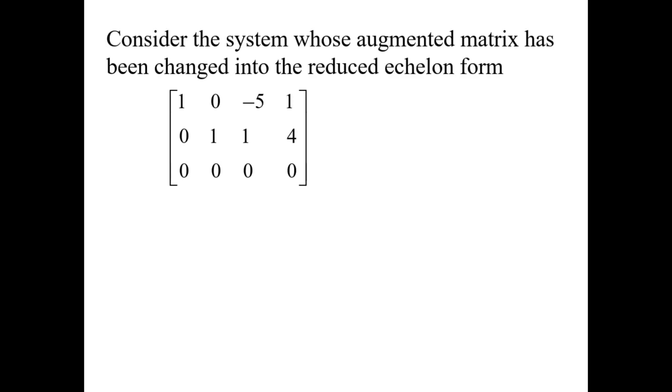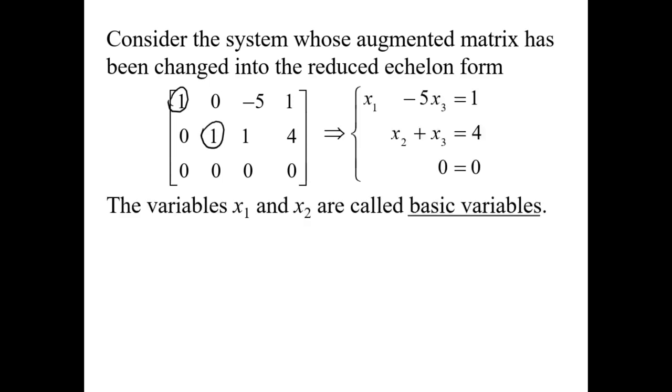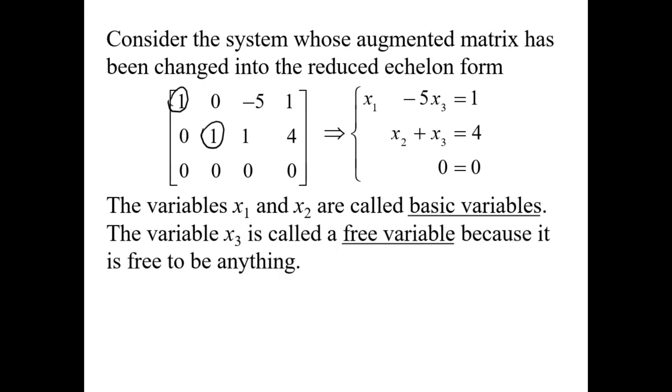Here's our reduced echelon, right? We got pivots in these two positions, zeros above and below. Notice that in this case, if we put x's back into the problem, we get x1, x2, x3 there. We're going to say that x1 and x2 are basic variables, and we're going to say that x3 is a free variable because it's free to be anything. Here's what I mean by that.